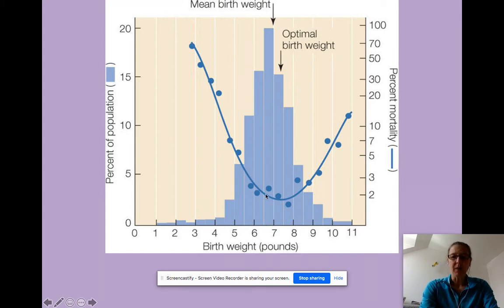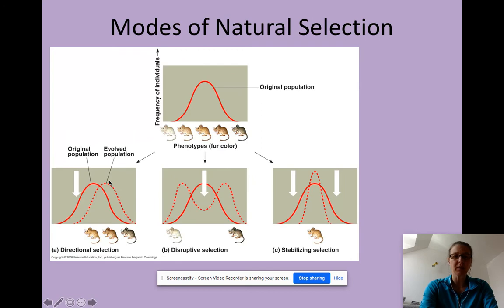So then we have this optimal birth weight. More babies are selected for right in this middle range. Okay, so that's our classic example of stabilizing selection. You can see the three types of selection are directional, disruptive, and stabilizing.